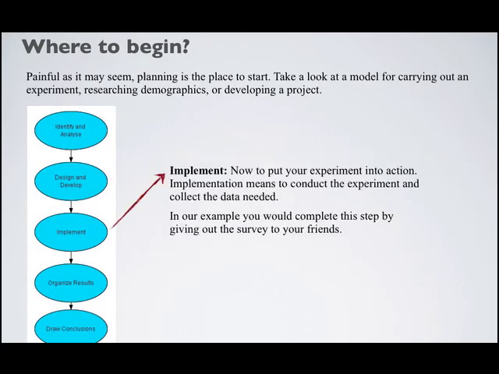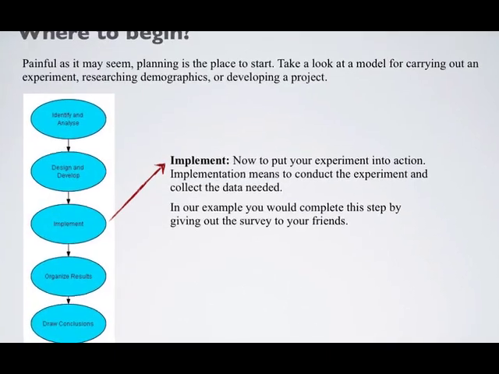The next stage is implement. It's now time to put our experiment into action. Implementation means to conduct the experiment and collect the data needed. In our example, you would complete this step by giving out the survey to your friends.